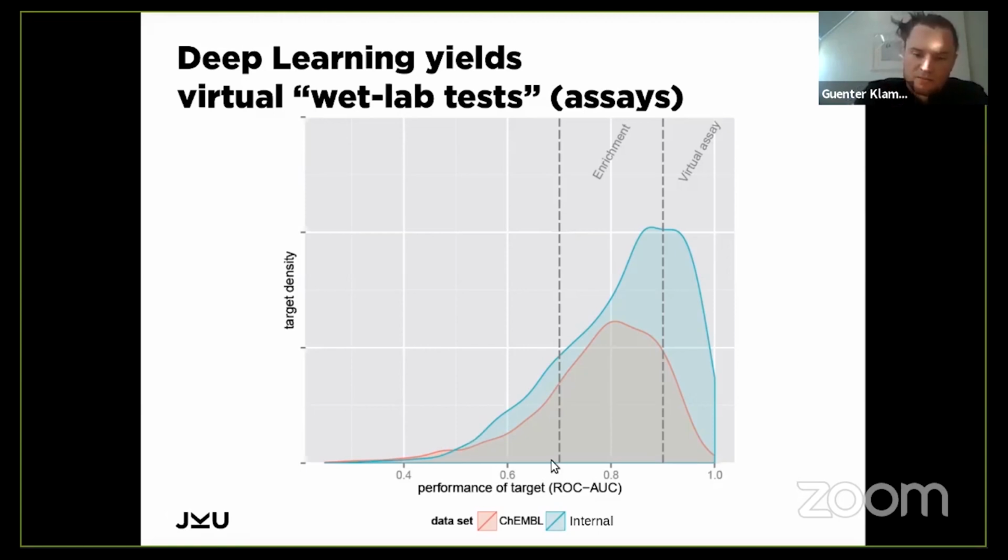Typically, you also hear from partners from pharmaceutical companies that if you reach an area under the ROC curve larger than 0.9 with a model, they consider this a virtual assay and start thinking about replacing a wet lab testing procedure with a computational technique, or a machine learning model in this case.